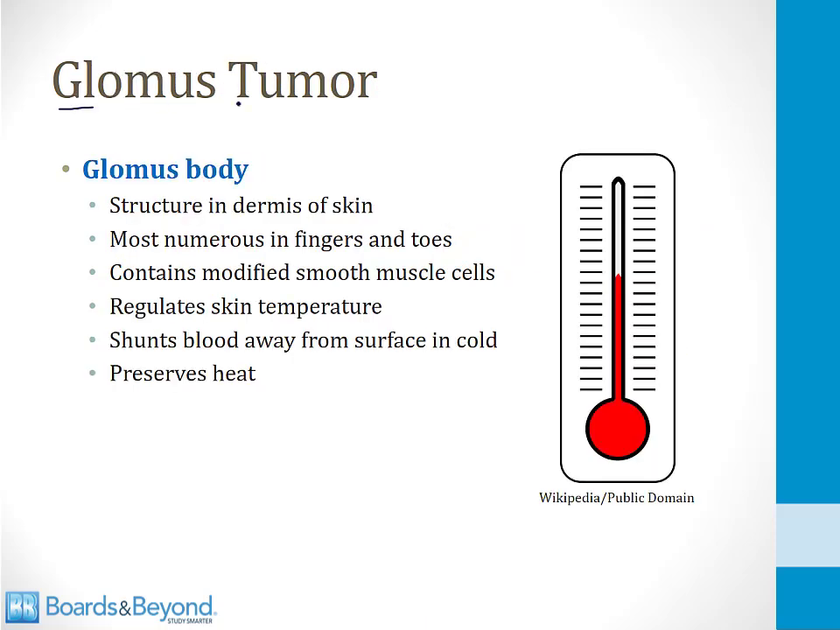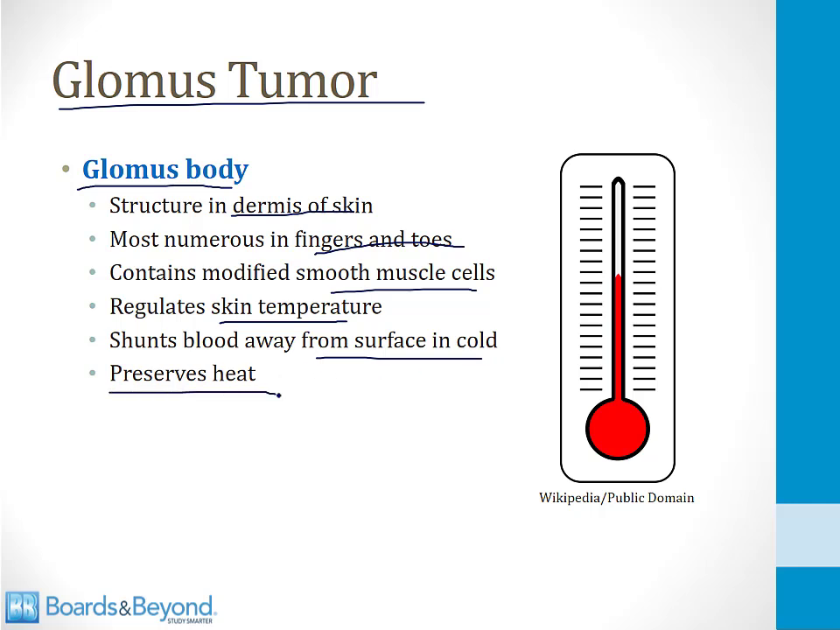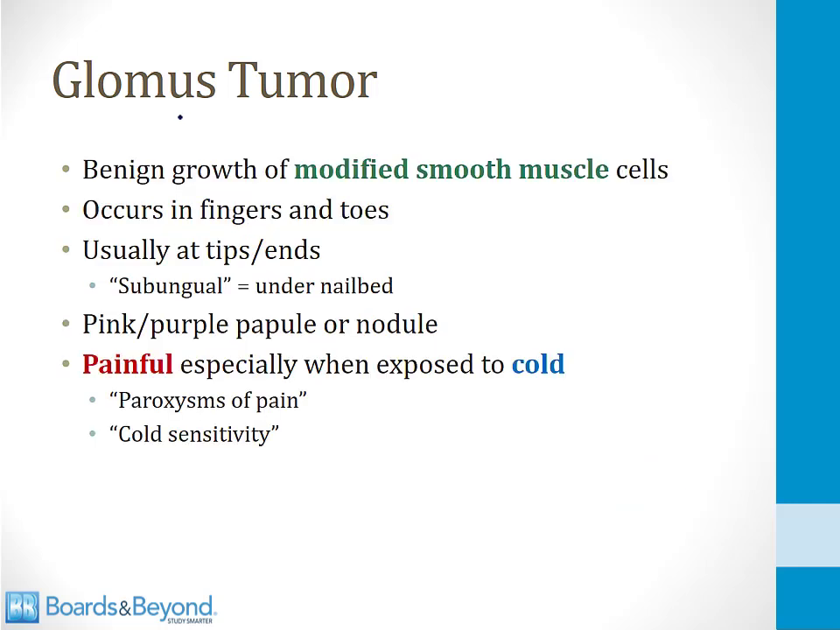Next, let's talk about a glomus tumor. And before we can talk about a glomus tumor, we have to talk about what a glomus body is. So a glomus body is a structure in the dermis of the skin, and glomus bodies are most numerous in your fingers and toes. They contain modified smooth muscle cells, and their role is to regulate skin temperature by shunting blood away from the surface of the skin when it is cold outside, and this preserves body heat. So if you understand that, it's very easy to understand what a glomus tumor is.